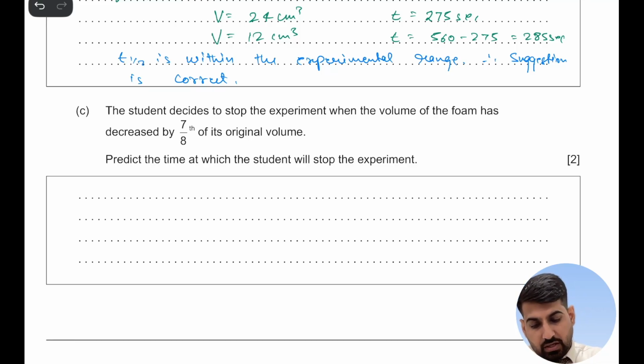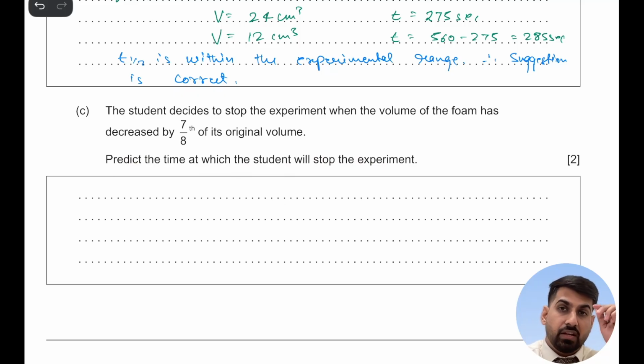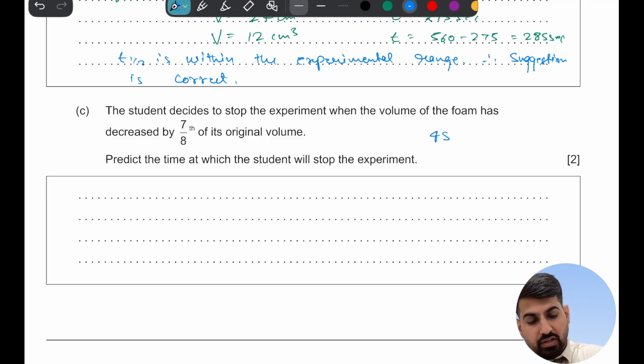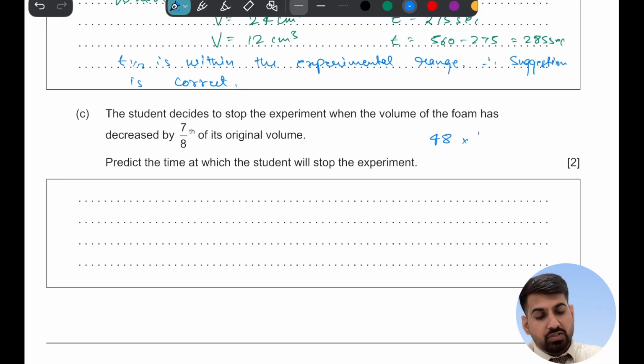Okay, so here if you see part C, the student decides to stop the experiment when the volume of foam has decreased by 7/8 of its original volume. Predict the time at which the student will stop the experiment. Now, they are asking 7/8 of its original volume. So we know that our original volume is 48. Now it has decreased by 7/8. How much will be remaining? Remaining will be 1/8, right?